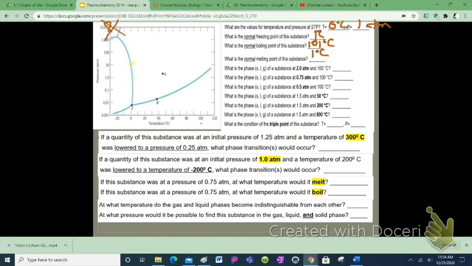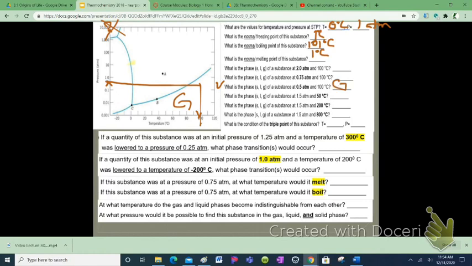Let's look at this question. What is the phase of a substance at 0.5 atmosphere and 100 degrees Celsius? Well, here's 100 degrees Celsius. And 0.5, that's 0.1, so that's 0.5 atmosphere. Go a little bit lower. Okay, so if we go all the way across and come down, whatever we want to do, we're still going to be in the gaseous phase. So that's going to be gaseous phase.